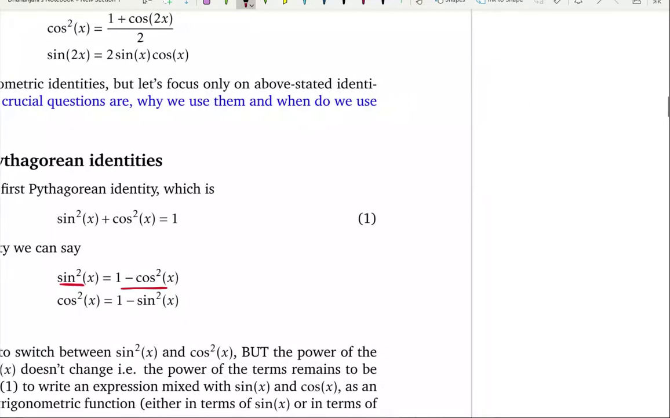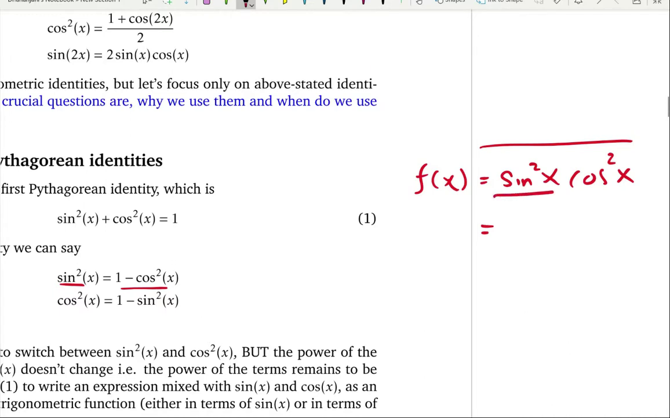Let's say you are given a function sine square x times cosine square x. The use of Pythagorean identity in the context of trigonometric integration is that, let's say you want to write this function just in terms of cosine. If you look at this function, it's a mix of both sine and cosine functions. But what if I want it to be only made out of cosine? Well, I can replace sine square x by 1 minus cosine square x, and then we get this. Now everything in this function is cosine, right?